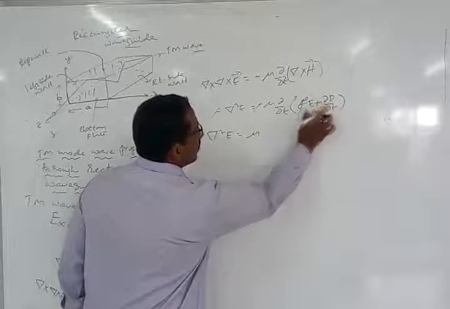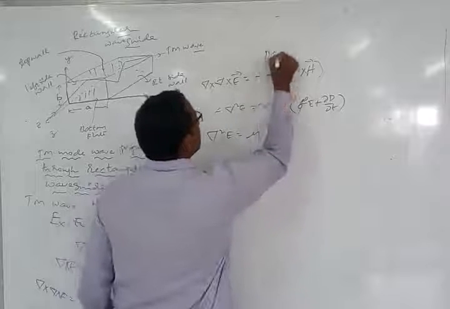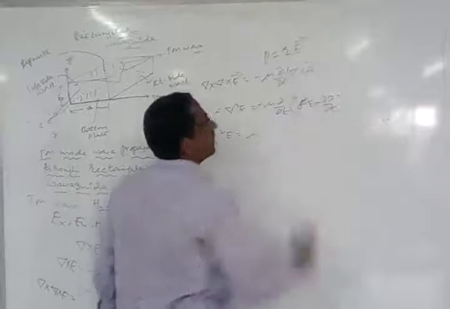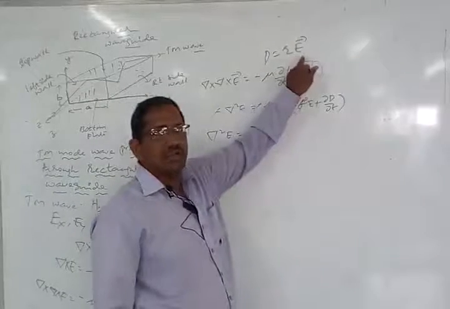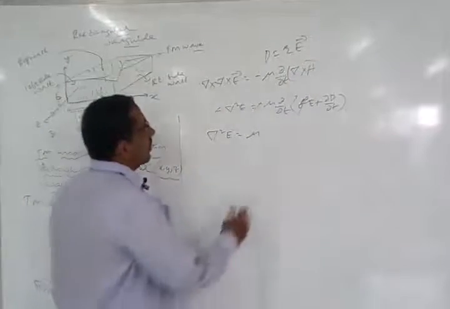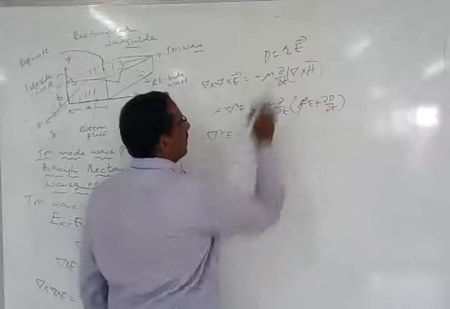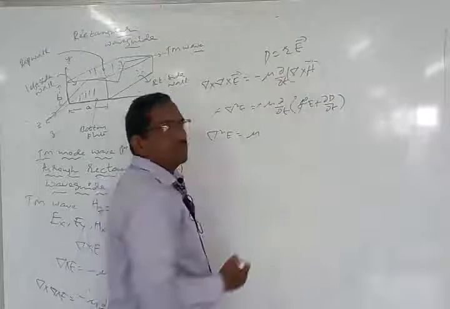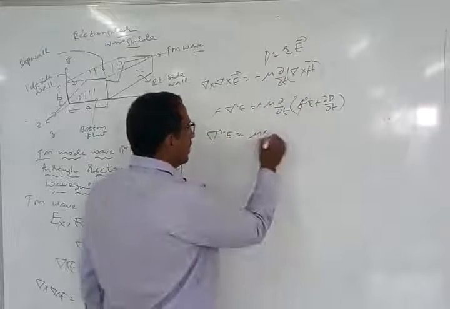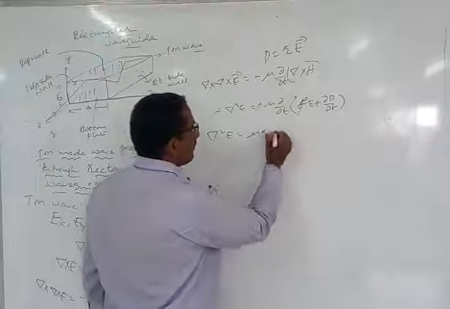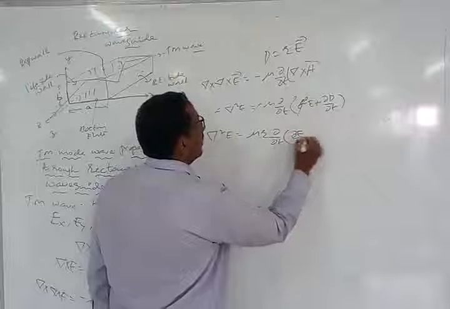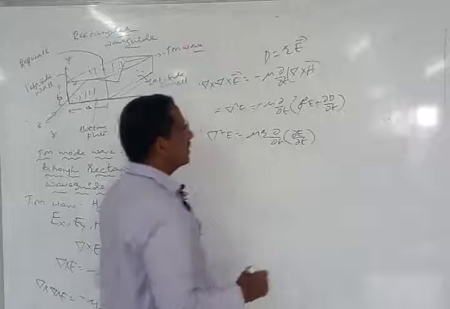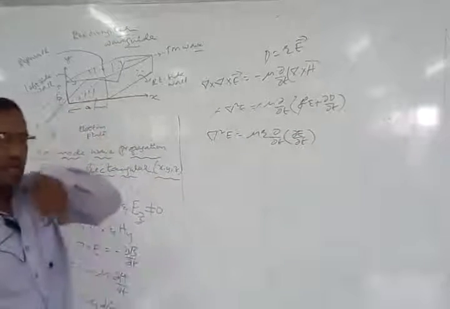What is D exactly? D is equal to epsilon E. D is the electric flux density, and E is the electric field intensity. So I can write D is equal to epsilon E. Now epsilon is a constant, a medium constant, so I will take it outside. Mu epsilon dou by dou t of dou E by dou t. So that is the equation that I can write.